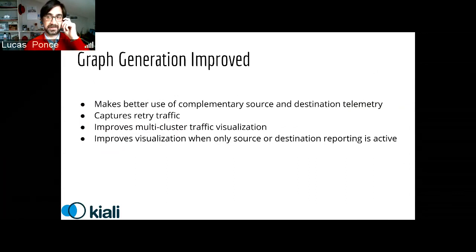Now the way that we show this information in the graph has been improved, capturing more scenarios and improving the multi-cluster traffic visualization in case you have traffic flowing out of your cluster. We also improved the visualization when the client or the server doesn't have telemetry reported, because you have some kind of mirror or circuit breaker scenario, right? We are working on those scenarios and trying to improve Kiali to show the graph representation of this situation better.